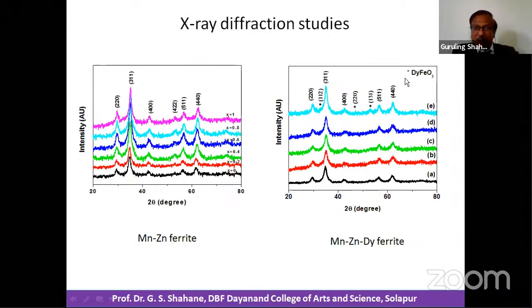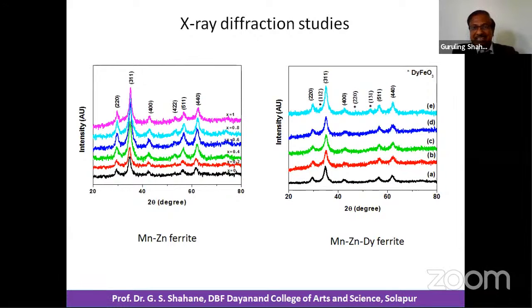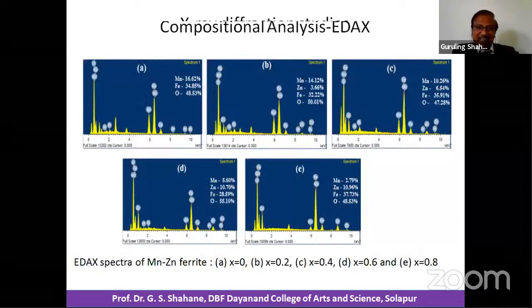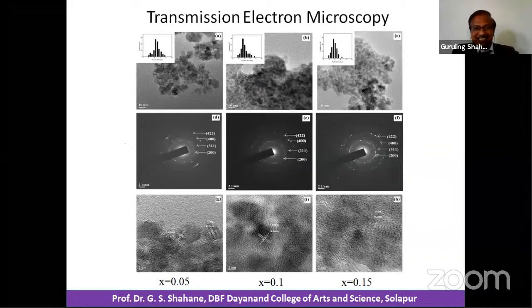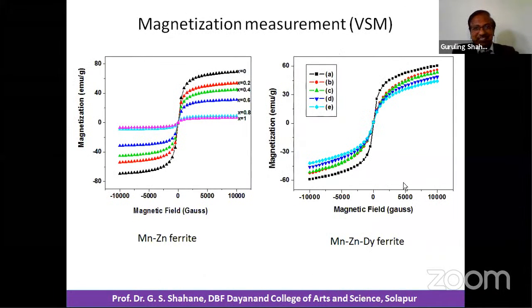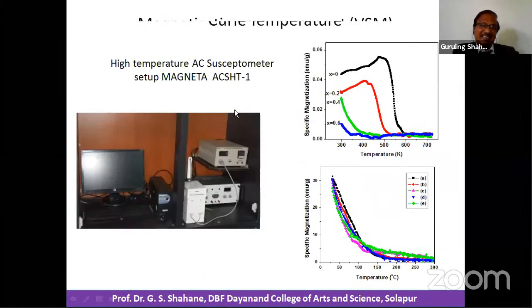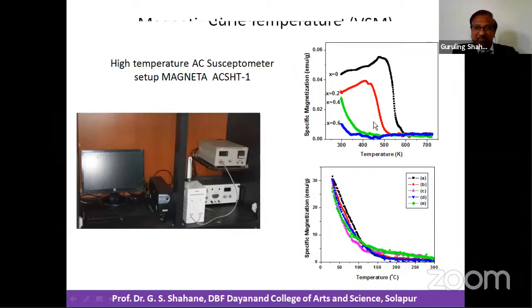For Dy doped, for low doping concentrations, you will get a single phase, but for higher concentrations, a separate phase of DyFeO3 is also observed, which shows that there is a limitation on the solubility of this Dy in this host structure. Again, a similar compositional analysis, the structural information, magnetization measurements of the same, and this is the experimental setup in our laboratory for the measurement of Curie temperature.